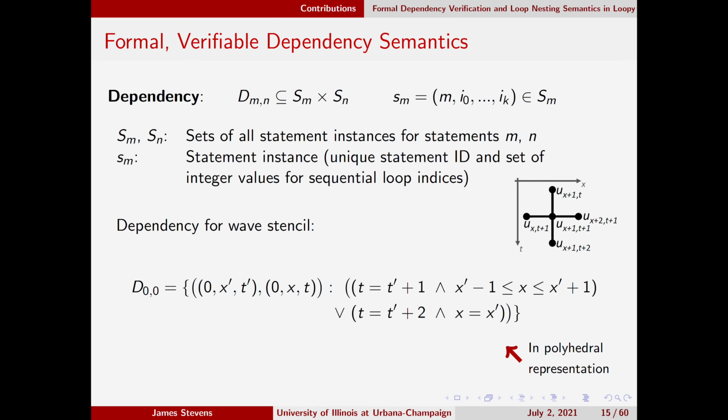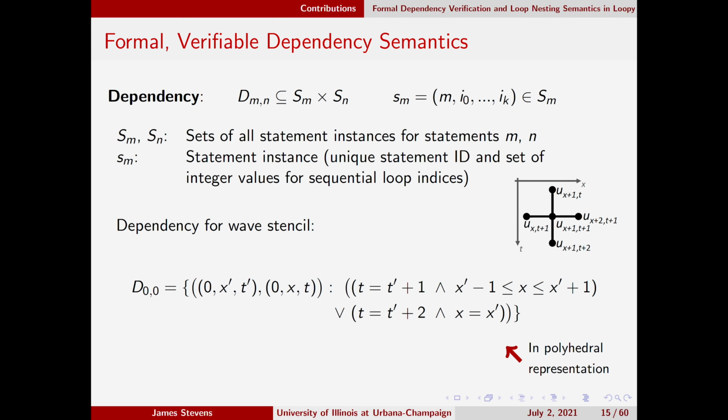Suppose that statement N depends on statement M in some fashion. We define this dependency as a relation mapping instances of statement M to instances of statement N that must occur later. And formally, we represent each statement instance as a tuple containing a unique statement identifier and a set of values for the sequential loop indices surrounding that statement.